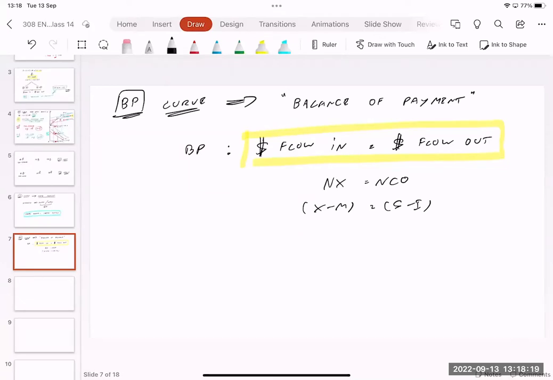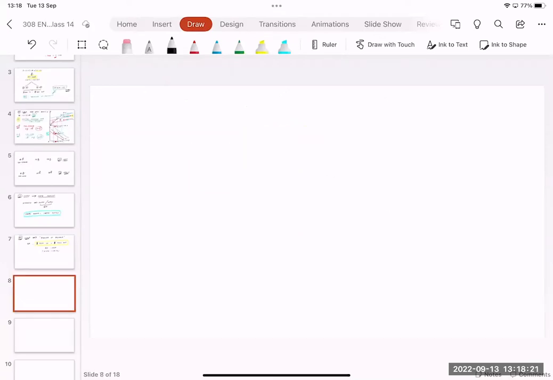So let's start focusing on NX and NCO. Let me divide the whole page into two parts. On the left, we're going to talk about NX. On the right, we're going to talk about NCO. Don't forget that NX equals net export.